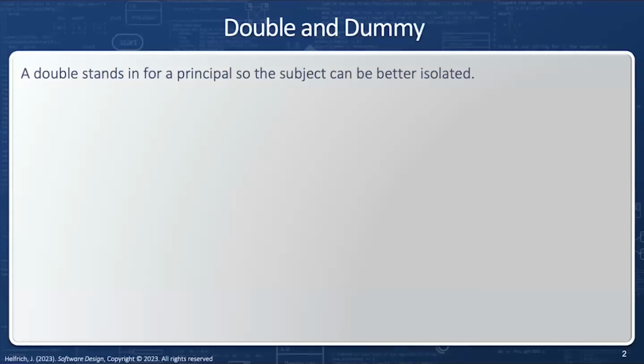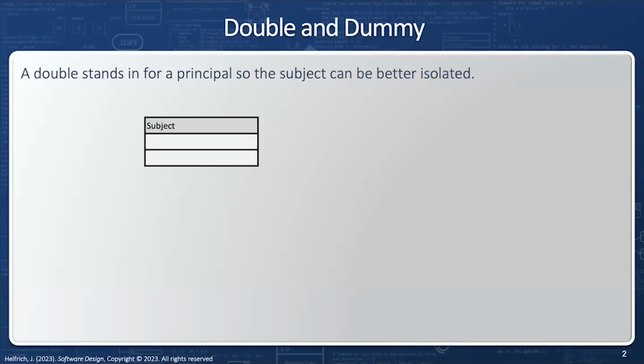The dummy is a stand-in for a class that is a dependency that we do not want to test. This video will demonstrate how to create a dummy and how to use them to isolate a single test. The double stands in for a principal, so the subject can be better isolated. So we start with the subject, and this is the class we want to test.